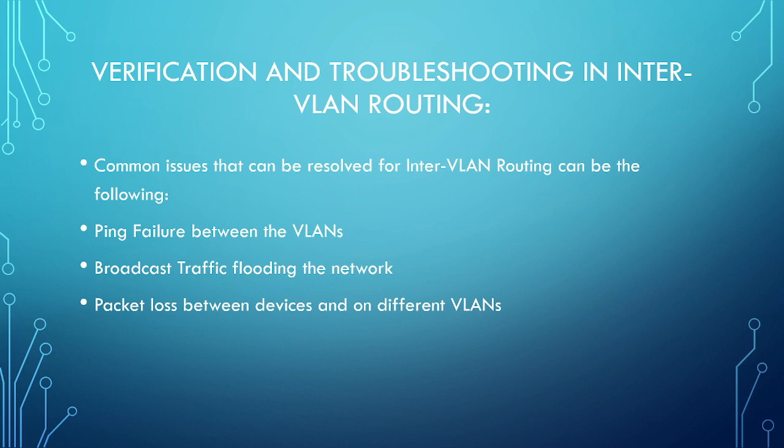We can verify our routing table to check if the router's routing table has entries for the subnets of the VLANs involved. Then we could test with different devices or workstations to eliminate device-specific issues. Once again, you can verify the ping from the router to devices on both VLANs to verify such connectivity.